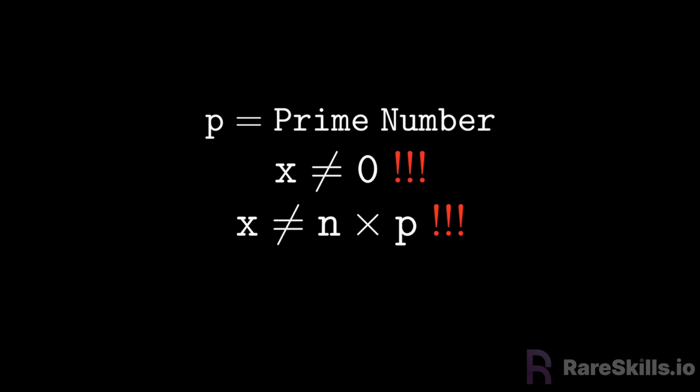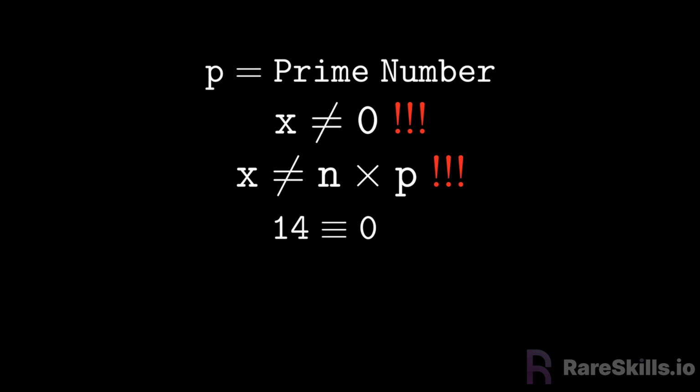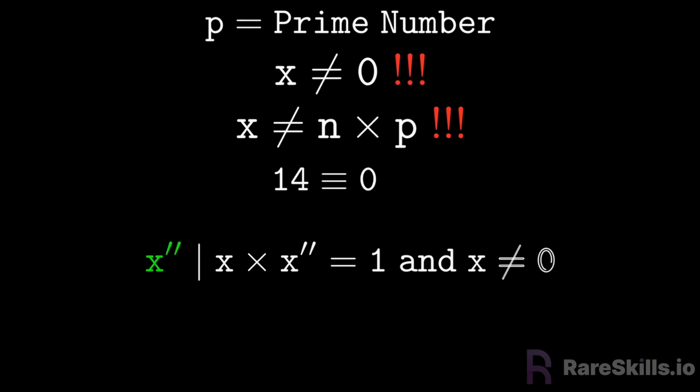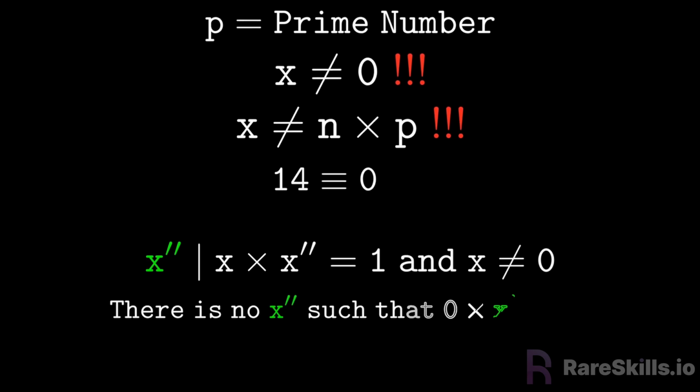Why can't x be 0 or a multiple of p? Well, there is no multiplicative inverse of 14 modulo 7 because 14 is congruent to 0. Remember, the definition of the multiplicative inverse of x is x'' such that x times x'' is equal to 1. However, there is no x'' that multiplies with 0 to produce 1. But aside from that limitation, we can do any arithmetic we want to.